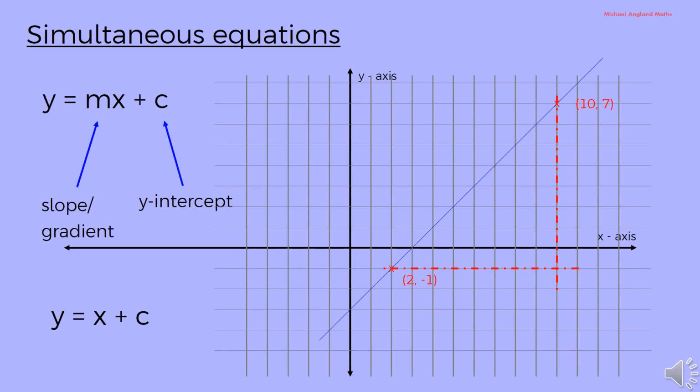That tells us that when x is 10, y is equal to 7. That point sits on this line, therefore the equality must hold. y equals x plus c. So this now becomes 7 is equal to 10 plus c. c is equal to minus 3. And we have our equation.